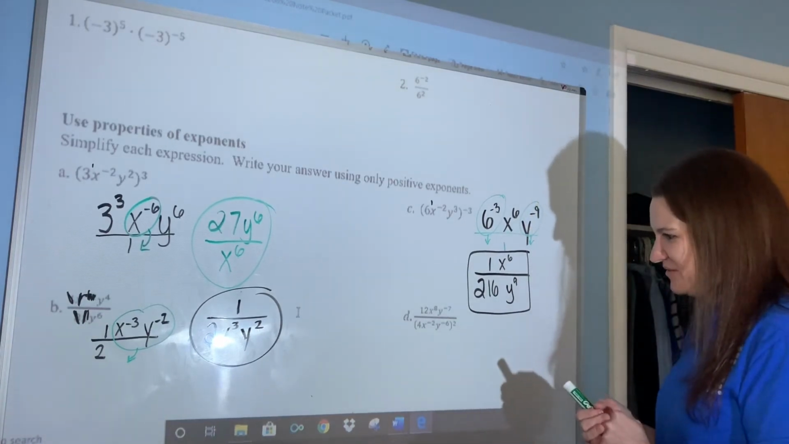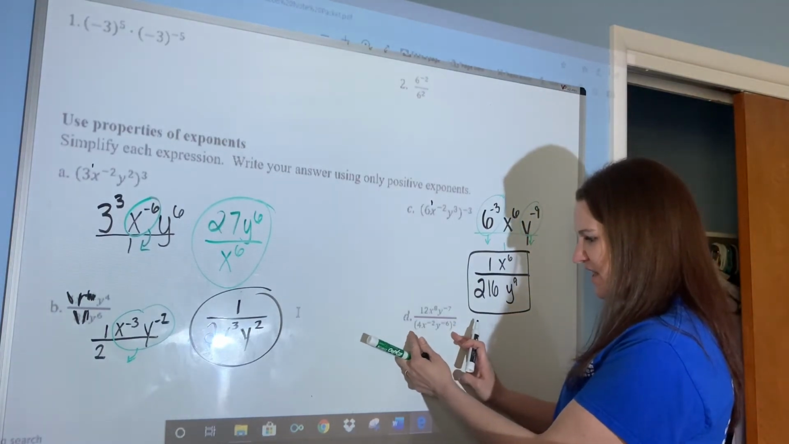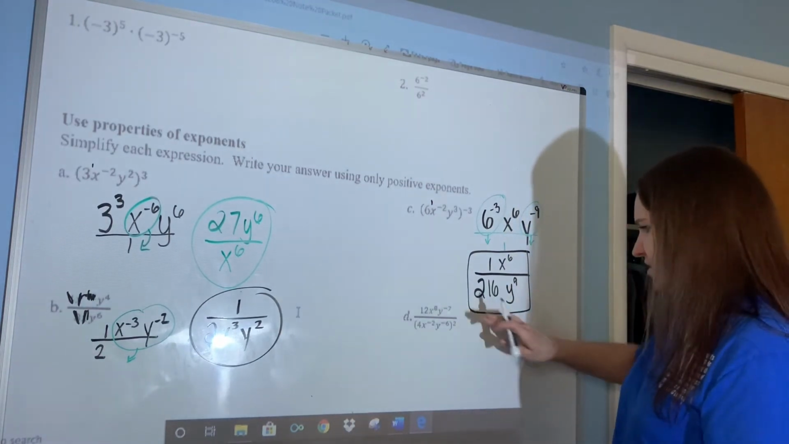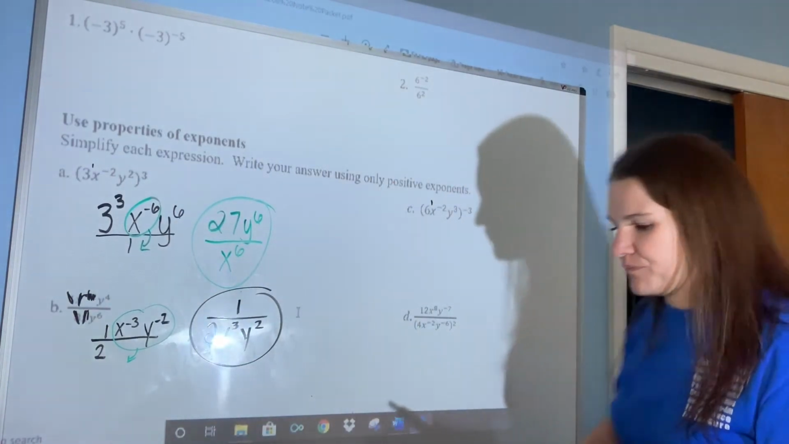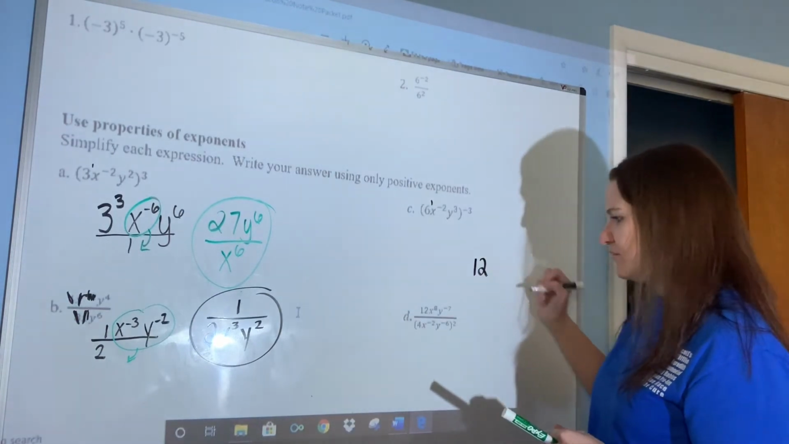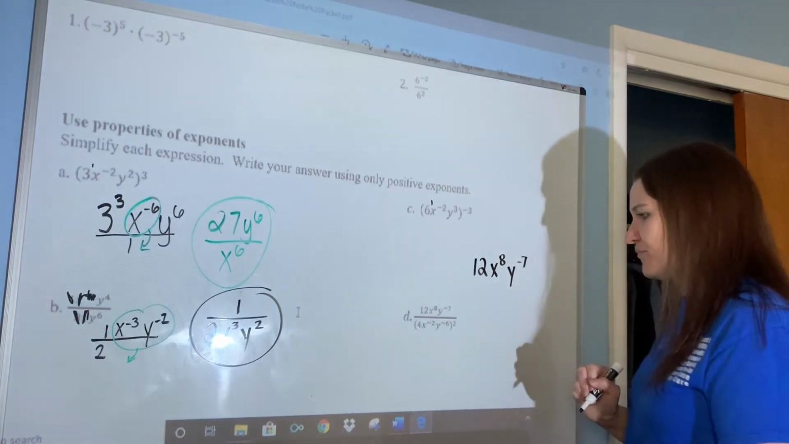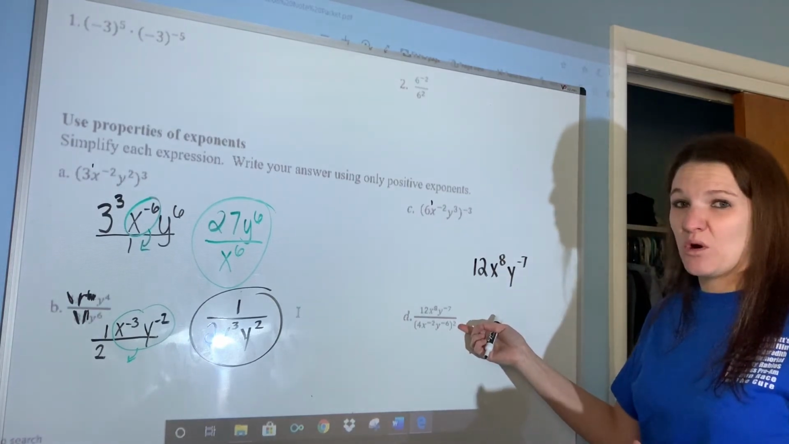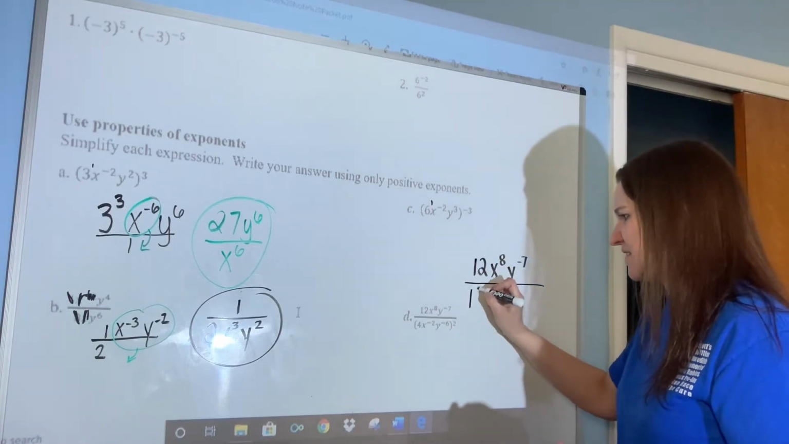For our last one, this whole bottom expression is taken to the power of 2. So what I think I should do is give myself a little more space. I'm going to erase this one. I'm going to rewrite the top part of it. I'm not going to change anything at all. So I have 12, x to the 8th, y to the negative 7th. On the bottom, I'm going to make sure that I take everything to the power of 2. So 4 squared, I'm just going to do that. That's going to give me 16.